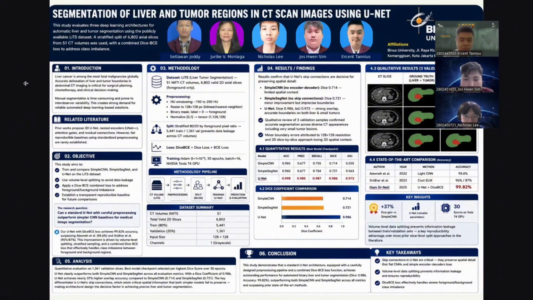The study demonstrates that UNET is highly effective for automatic liver and tumor segmentation in CT images. By combining a carefully designed preprocessing pipeline with Dice BCE loss, the model achieved a dice score of 0.986 and an accuracy of 99.82%, outperforming both baseline models and several previous approaches. These findings highlight the importance of skip connections in preserving spatial information and improving medical image segmentation performance.